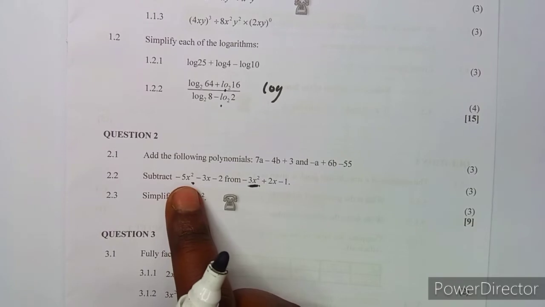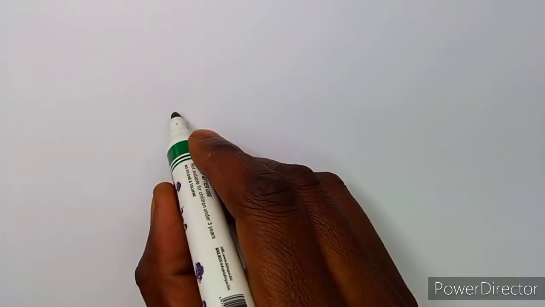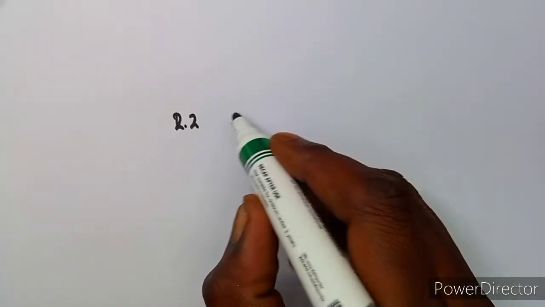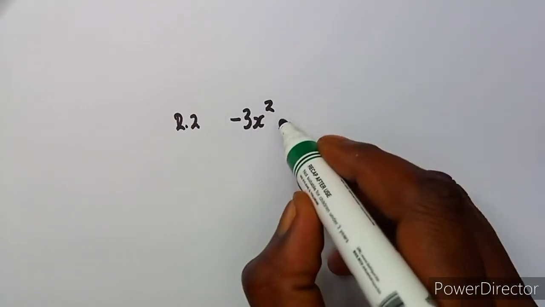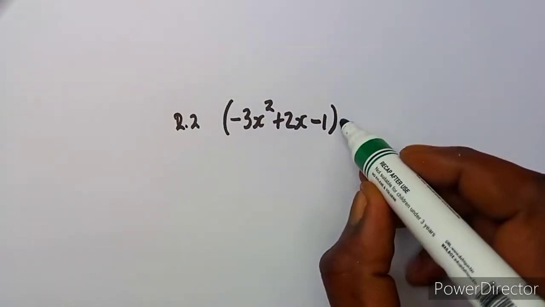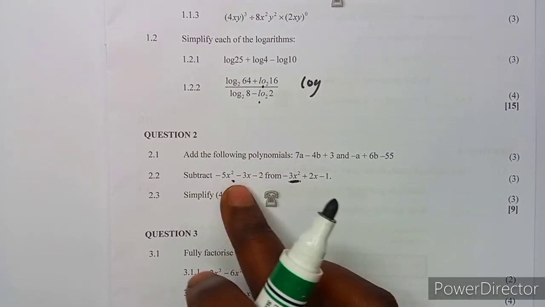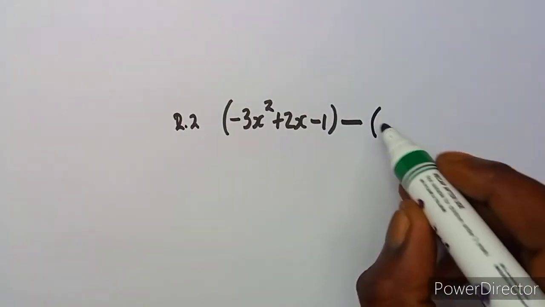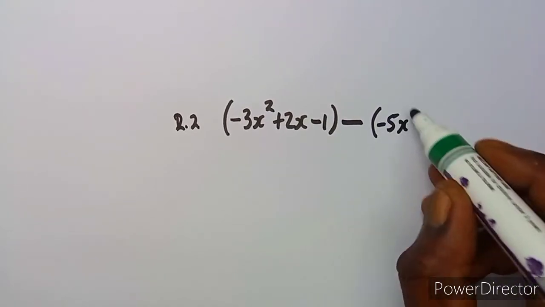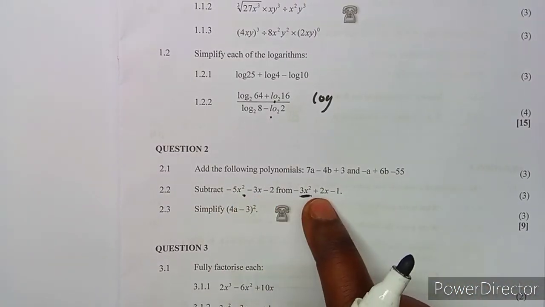Okay, so in this case, it's subtract this expression from this expression. So you're going to start with this expression, the second expression, this is the one that you're going to start with. And it's minus 3x squared plus 2x minus 1. You just write it in a bracket like that. Subtract, I'm going to subtract like this. What part am I subtracting? I'm subtracting this expression here. So I'm going to write it in a bracket as it is again, which is minus 5x squared minus 3x minus 2. So that is what we had. Subtract this from this expression.